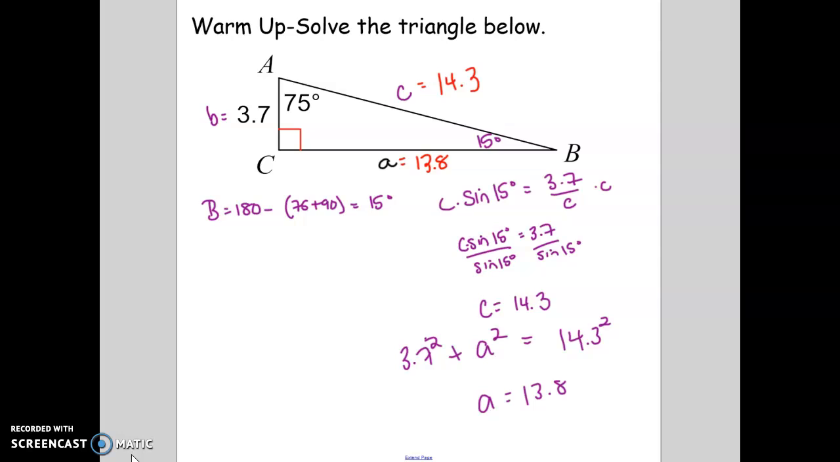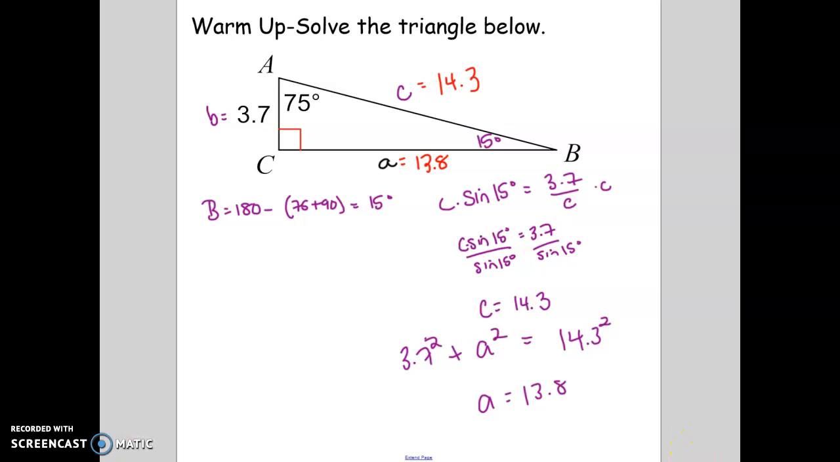Okay, you may want to hit pause again, just so you can kind of check your work here. And I showed my work. I found angle B first, and then I used sine of angle B, which is 15 degrees, to find side c, and then Pythagorean theorem to find side a. Biggest thing for you here is to make sure your calculator is in degree mode, otherwise your answers will be very different from mine.